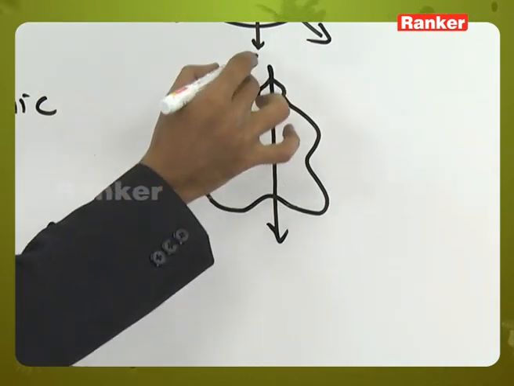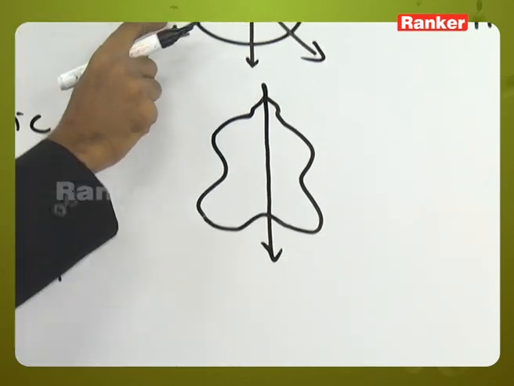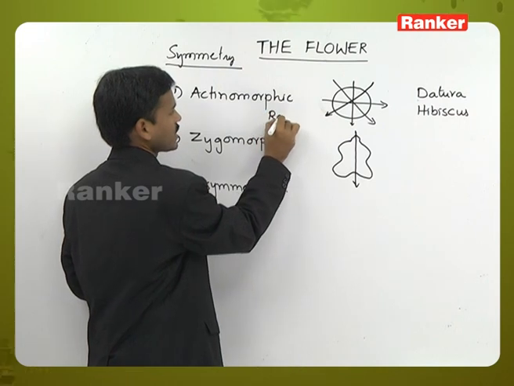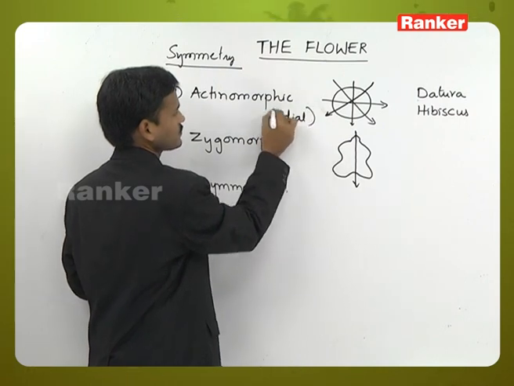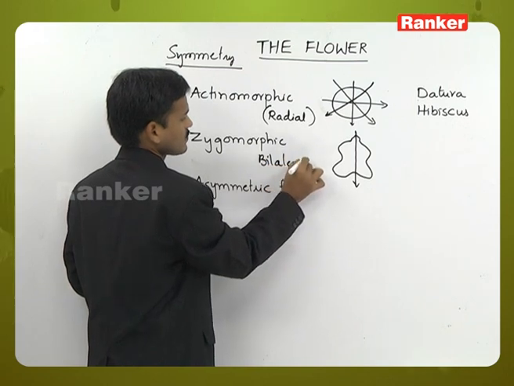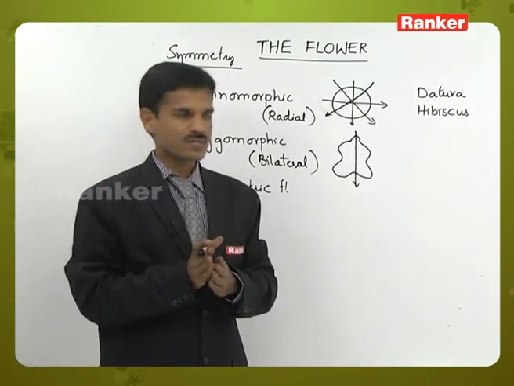Here this type of symmetry is a radial symmetry. It is bilateral symmetry. So it is bilateral symmetry, only two equal halves.